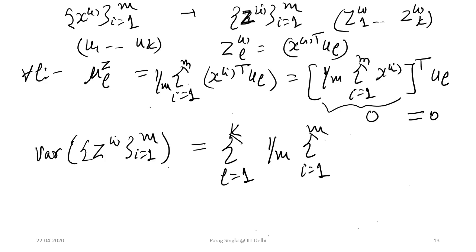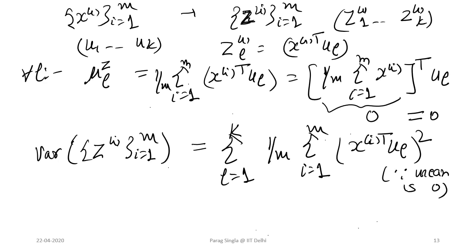And then we have essentially your zi's, which, written in terms of xi's, are nothing but xi transpose ul, right? And because it is variance, this is the square of this. Note that I have not subtracted the mean, because the mean is 0 along each of the dimensions. So this is our expression for the variance.